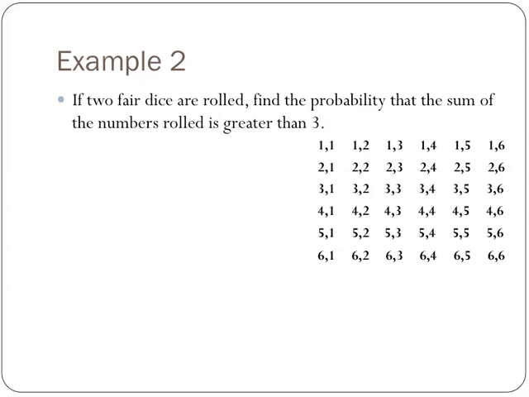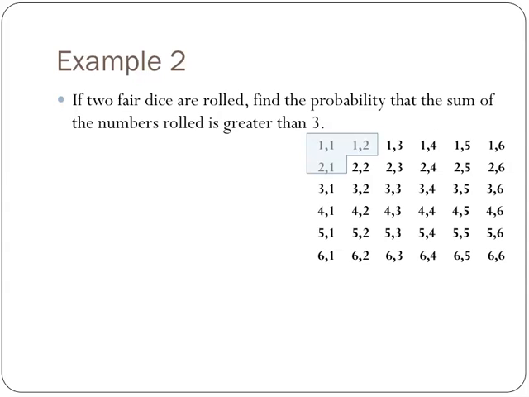Now, I think it's actually easier to count up how many of these have a sum that's less than or equal to 3. That would be these 3 here, and everything else is going to add up to be more than 3. So everything else is going to help you figure out the probability that the sum of the numbers rolled is greater than 3.